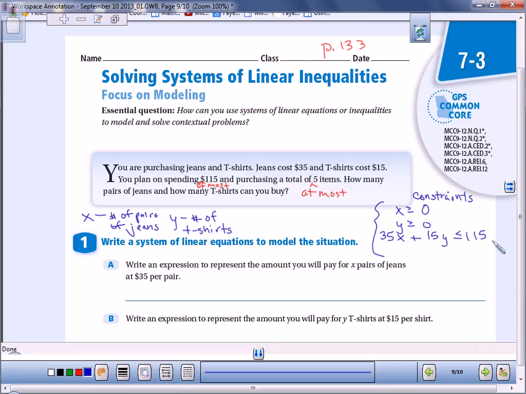Okay, now this one has this other odd one that we can buy at most 5 items. So how would I write that? Okay, x plus y is less than or equal to 5. All right, and then I'm going to sketch a quick graph of this. What would this look like?